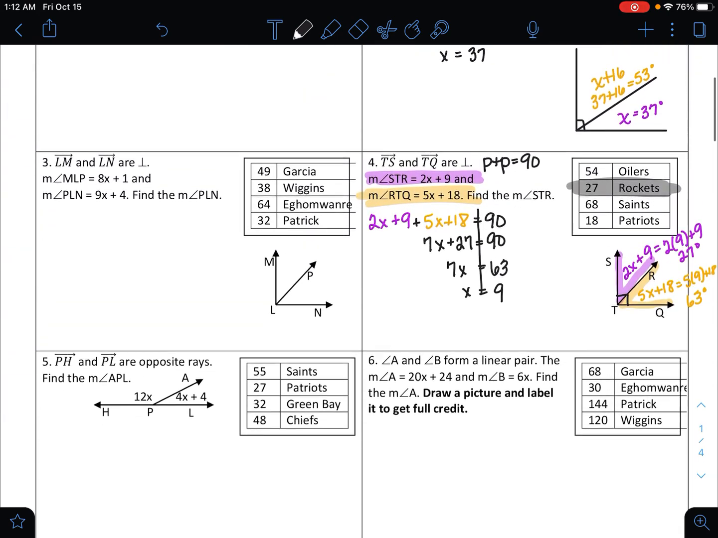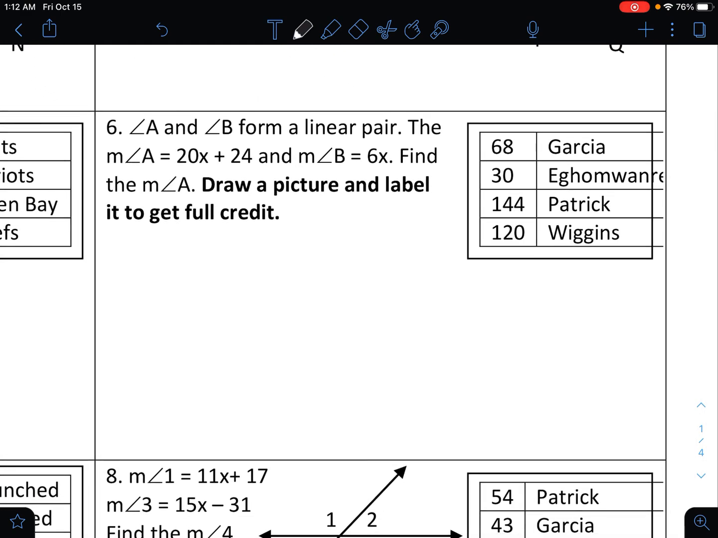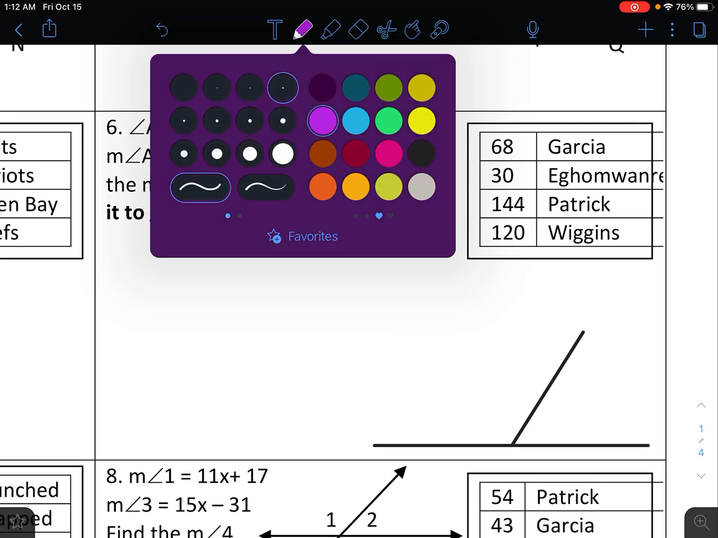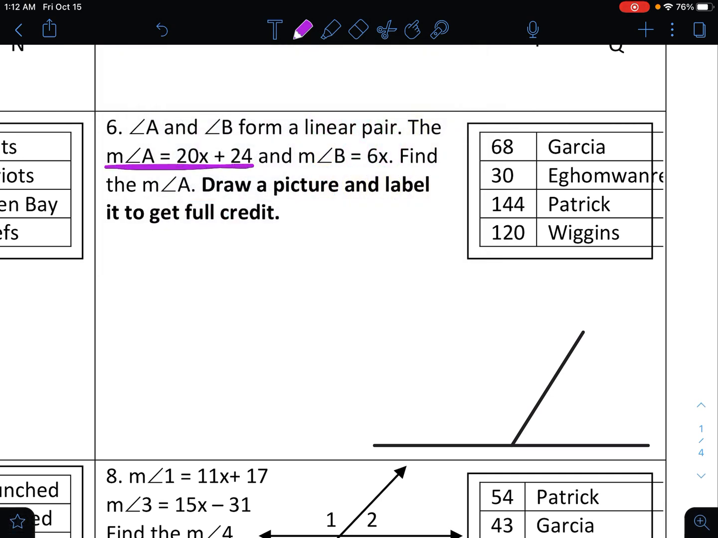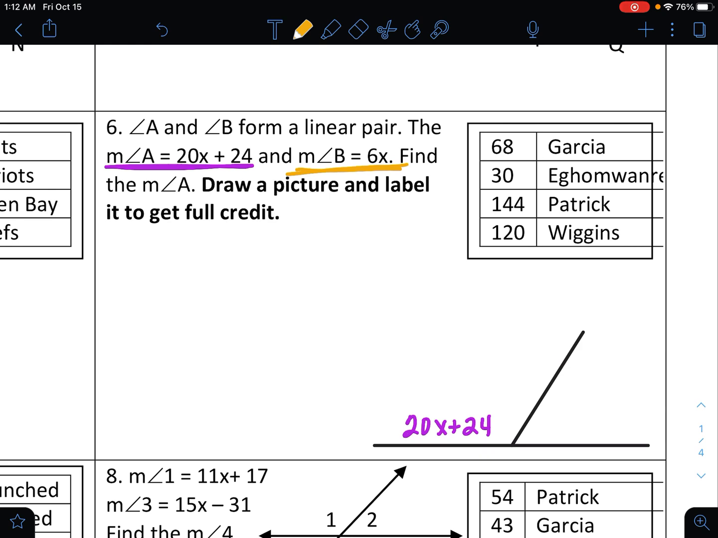All right, so I'm going to stop going to the bottom and back up to the top because it's a lot back and forth. All right, number 6, angles A and B form a linear pair. So it says linear pair. So we're going to go ahead and do that. All right, so the measure of angle A is 20x plus 24. And then this will be 6x. All right, draw a picture and label to get full credit.